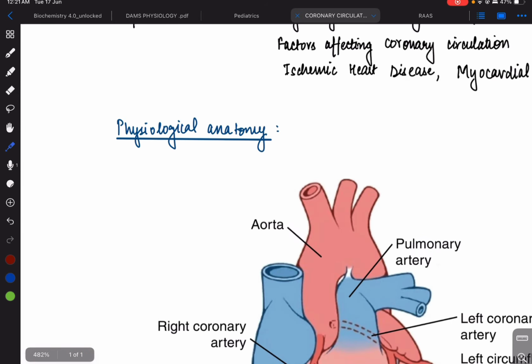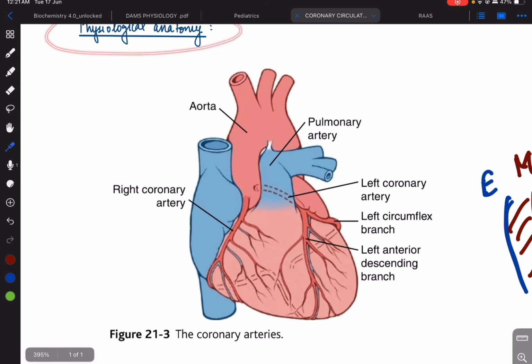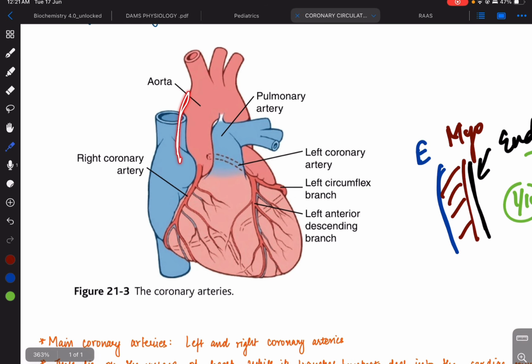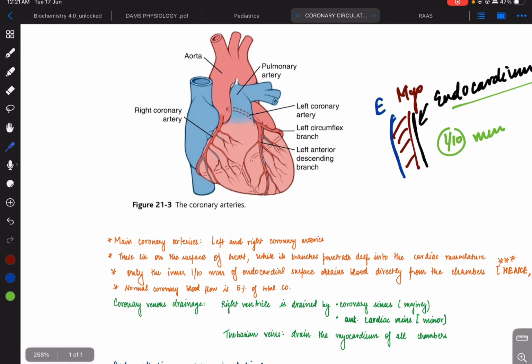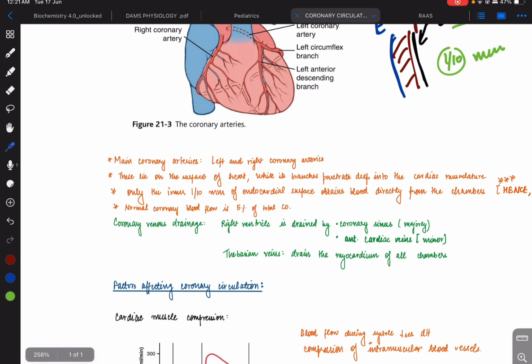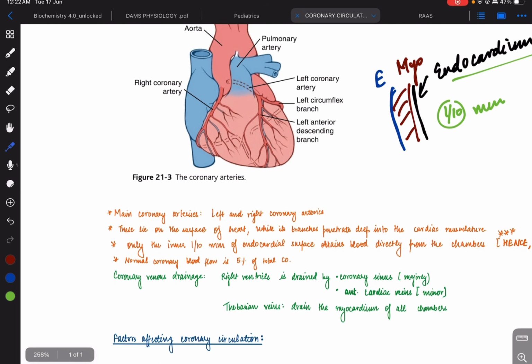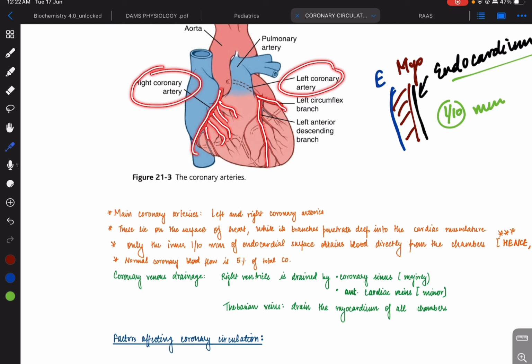First, getting on to the physiological anatomy, as we can see here, this is the ascending part of the aorta, and there are two branches, namely the left coronary artery and the right coronary artery, supplying the heart. These are the major arteries which supply the heart as well as the muscle layer, right? These coronary arteries lie on the surface of the heart and give off various branches which penetrate the different layers of the heart, right?